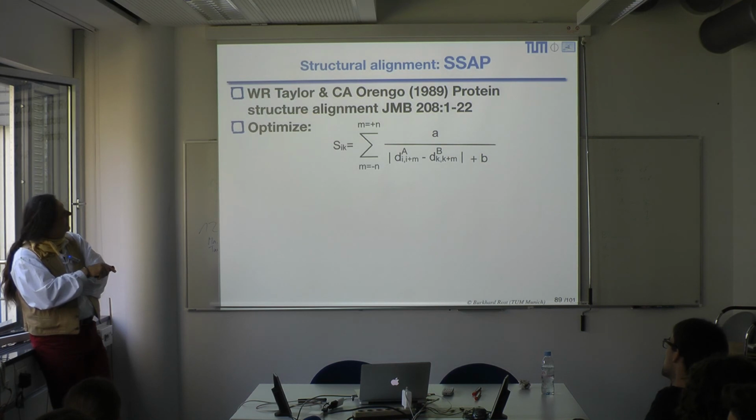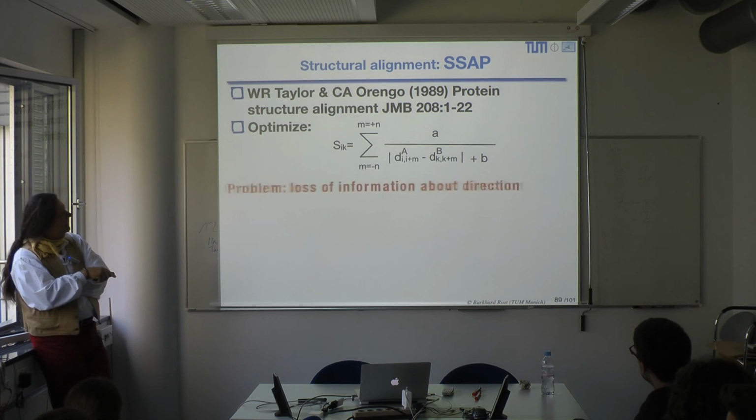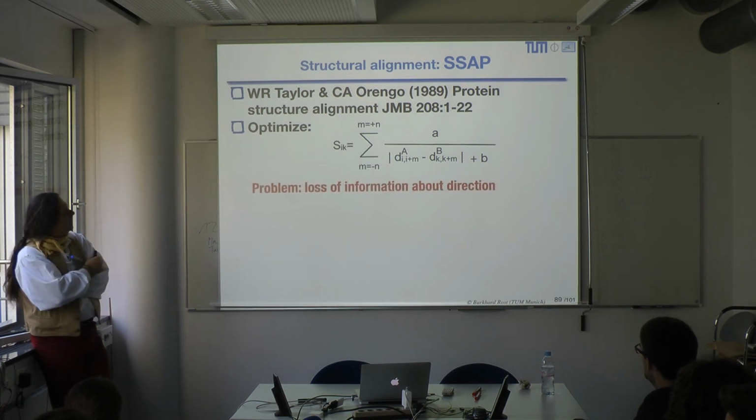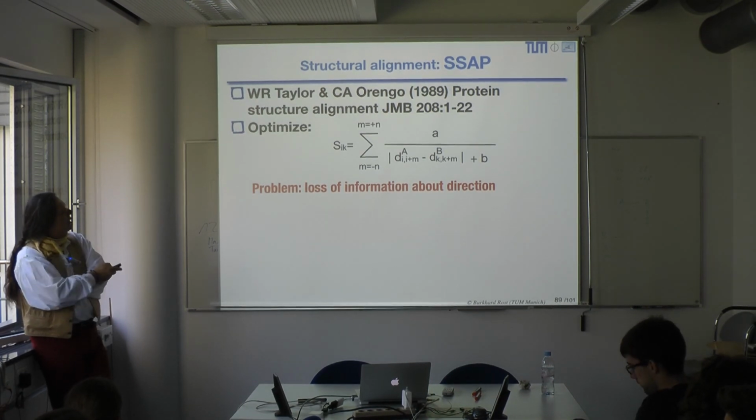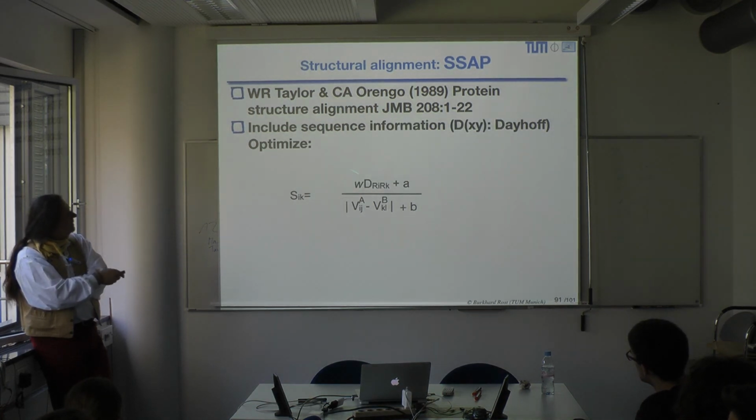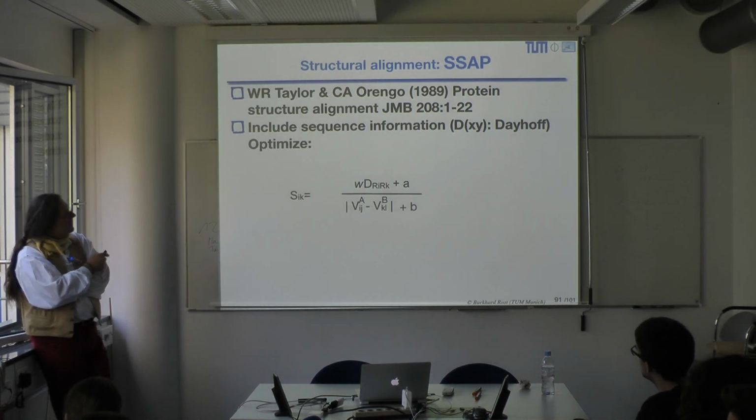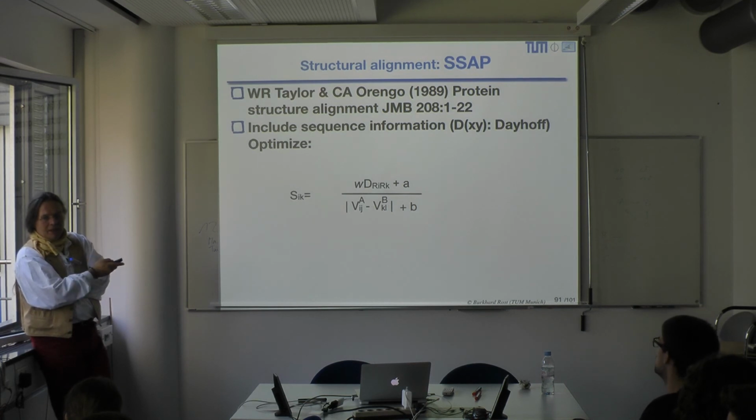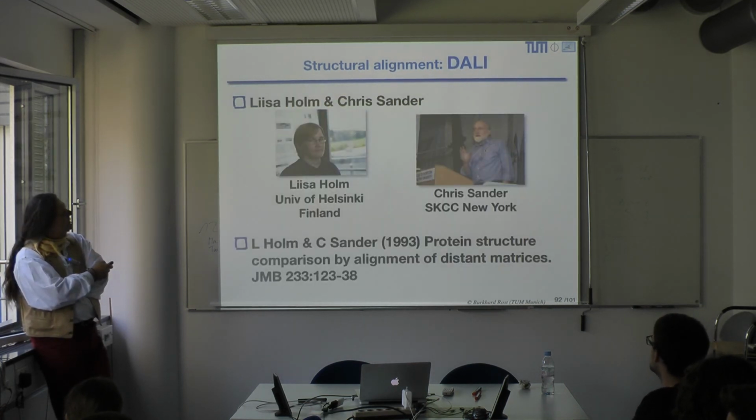I'm not going to go into it. You optimize a slightly different function, but essentially it's still the same thing. You condense the, or you want to make these 2D maps look as similar as possible. The problem here is you lose directionality in the 2D map. You replace distances by interatomic vectors. That is a matter of speed. You include sequence information, in the olden days. That's simply done to speed it up again, to not too often try things that are different.